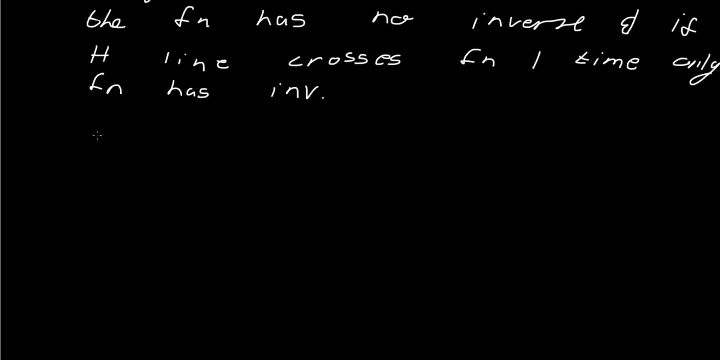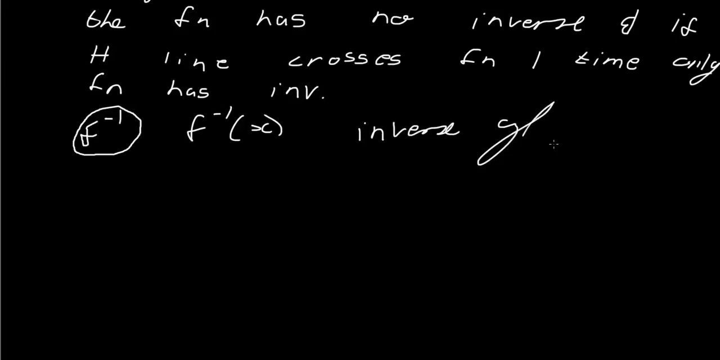An inverse, firstly, the notation. It's denoted like this: f to the minus 1 of x is the inverse of f of x. Actually, I don't think that should be there. f inverse is the inverse of f of x. How do we determine the inverse of f of x?